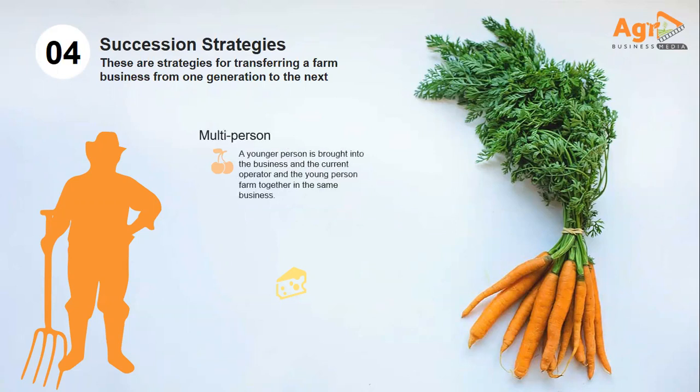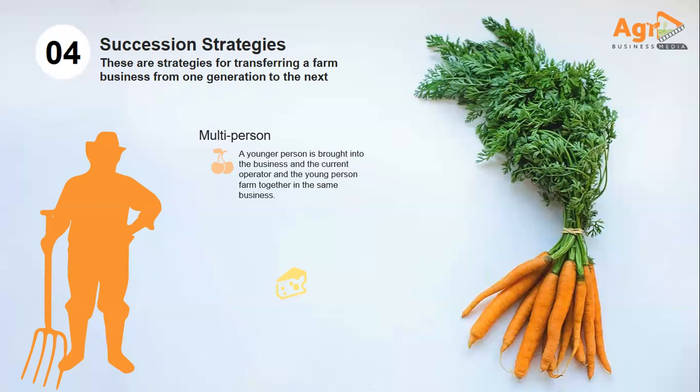So the first one there is multi-person. We're going to discuss two issues. The first one, multi-person. A younger person is brought into the business, and the current operator and the young person work together in the same business. And when you retire, that young person then takes over from you and runs the entire business. So the life of your business continues beyond your retirement.